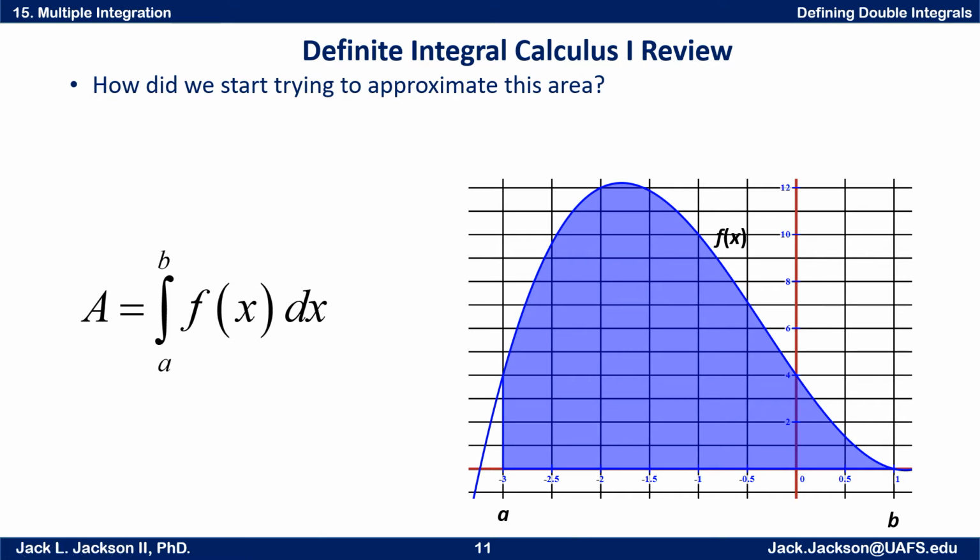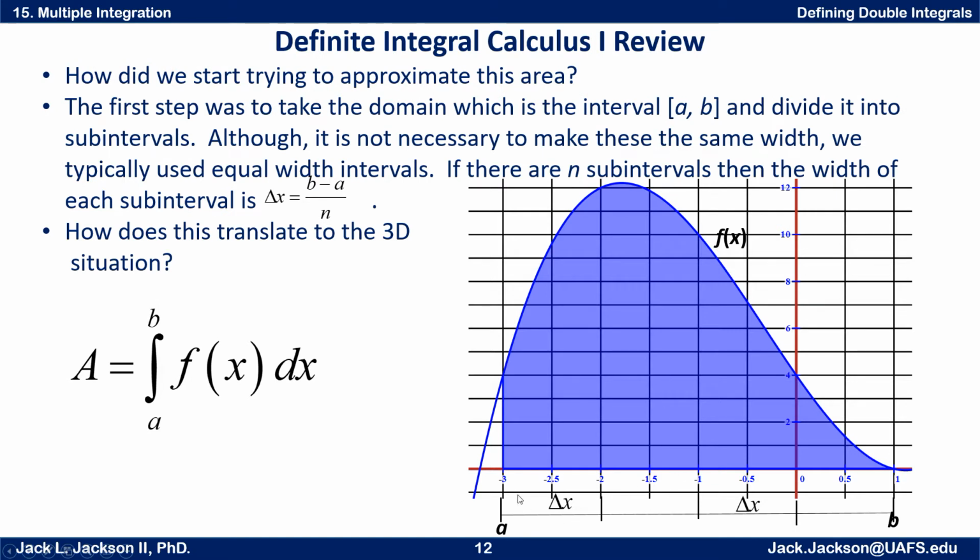If you remember, the first thing we did was divide up this interval, the domain, -3 to 1 in this case, into sub-intervals. They don't have to all be the same width, but usually we divided them into the same width. So here I've divided this into 4 equal lengths. They all have size b minus a, divided by n. So delta x is the width of each one of these, where we've just divided that interval up.